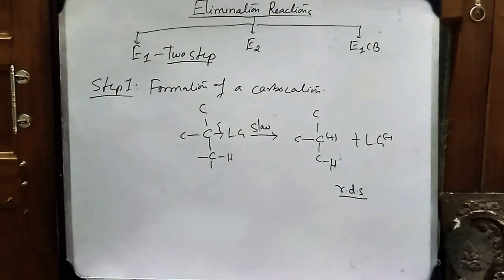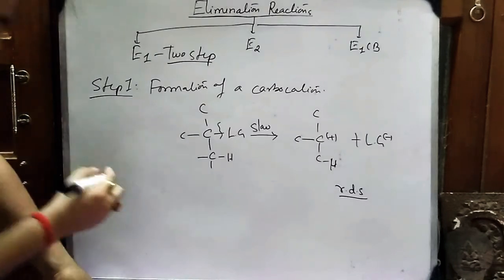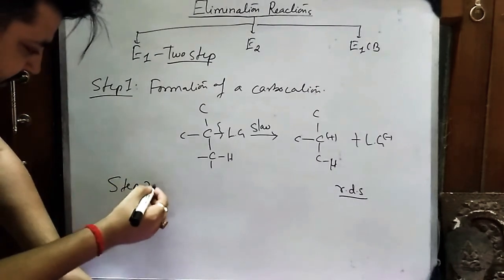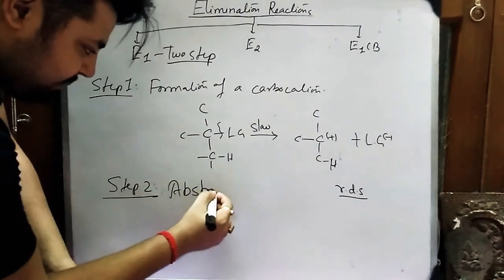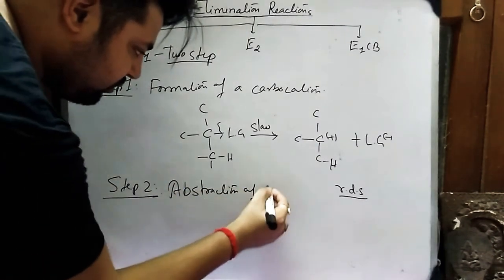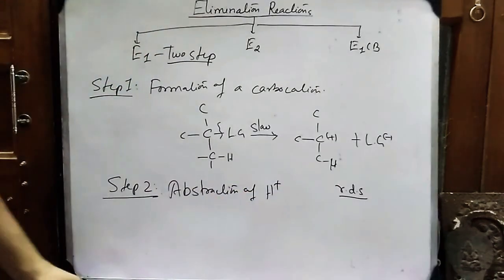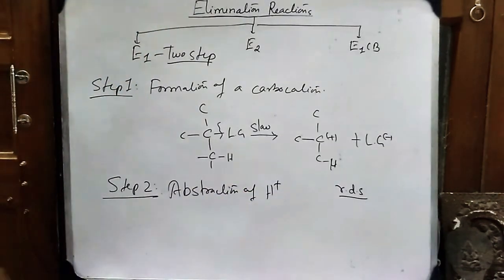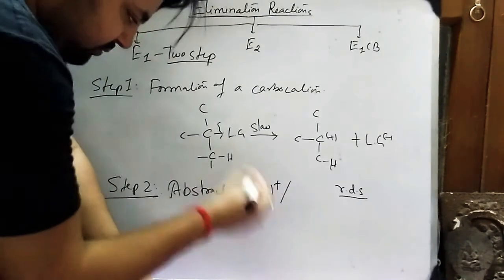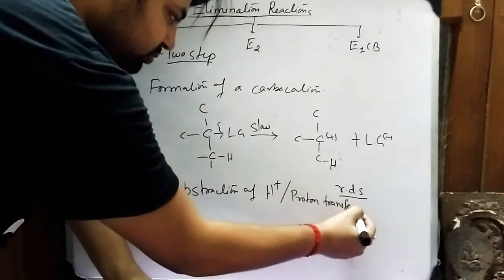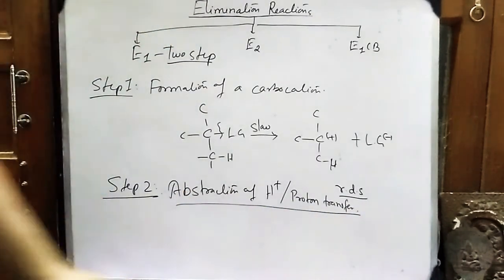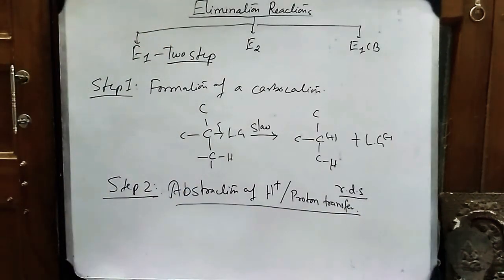Now let us go to the second step. In the second step, abstraction of a proton will happen. Abstraction of H plus will happen. Sometimes this is also referred to as proton transfer. From the statement, it is clear that the proton is necessary and the proton must be adjacent to C plus.